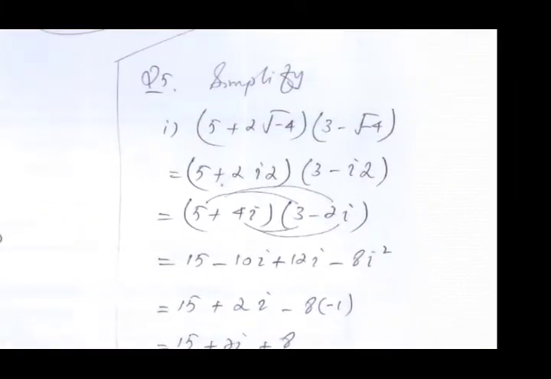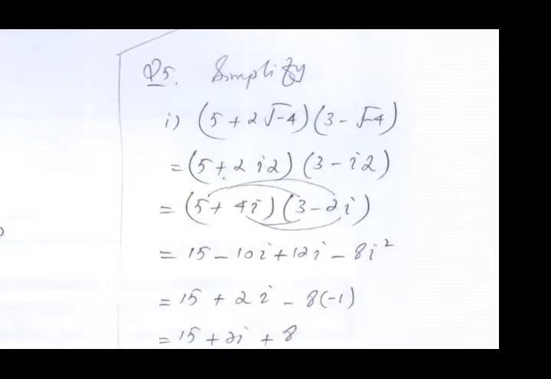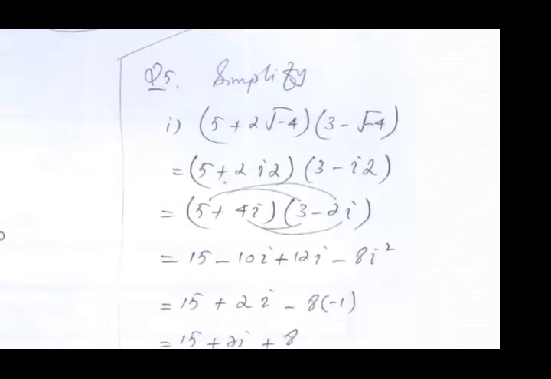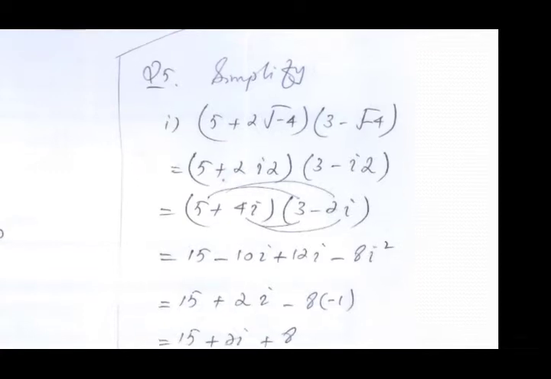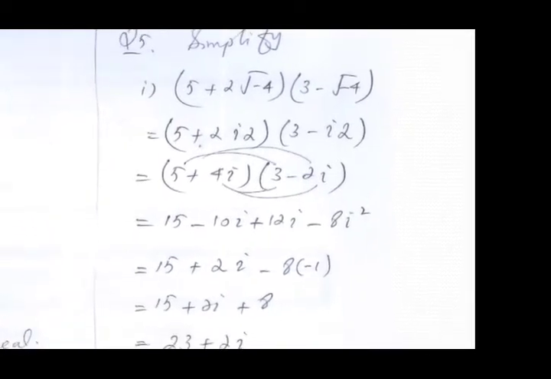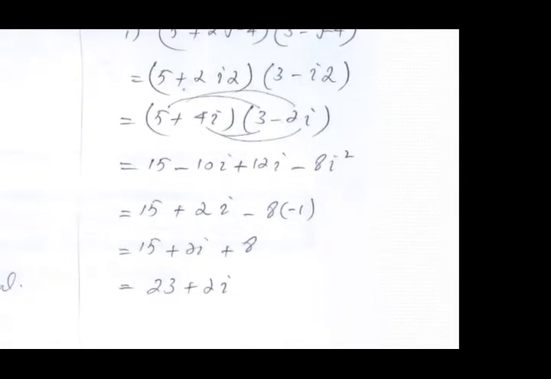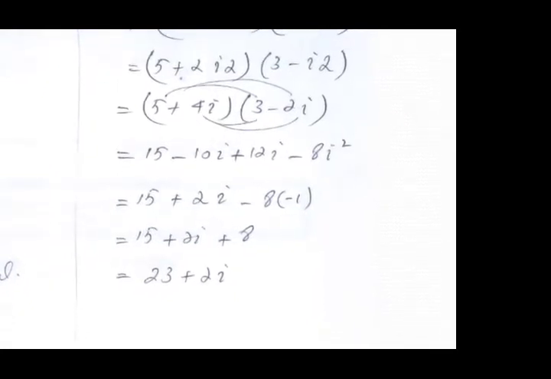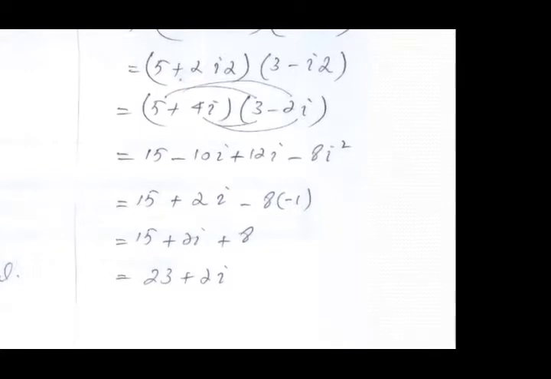Then simplification. Square root of minus 4 is equal to iota times square root of 4, which is equal to 2. Then multiply these two brackets. We have iota square is equal to minus 1, and then simplify them.